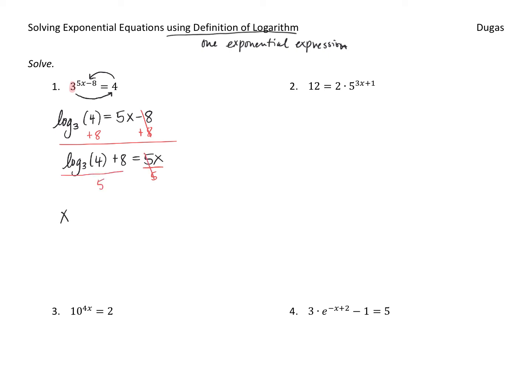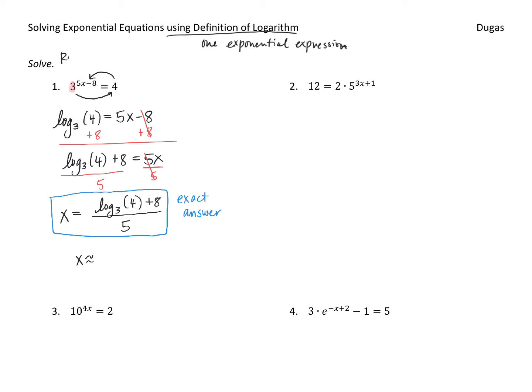So we get x is equal to log base 3 of 4 plus 8 all over 5. This is our exact answer. If we want an exact answer, then this is what we type in. If you want to know a number, you're going to get some decimal. So you could put this in your calculator and get that, and that will be the estimate. So probably in your homework, it will ask you for the estimate.